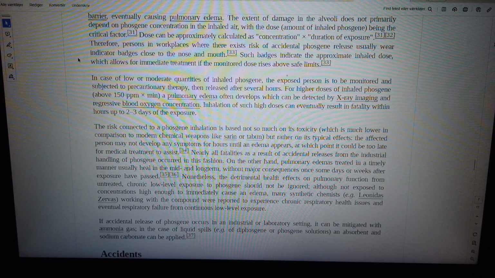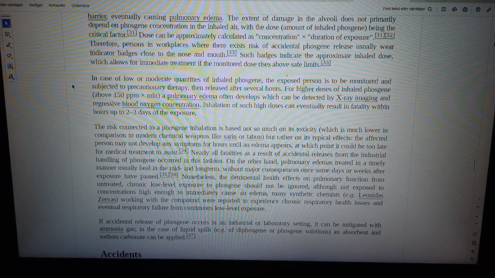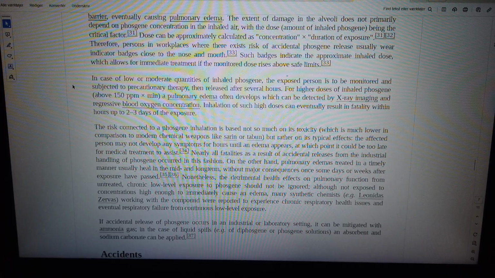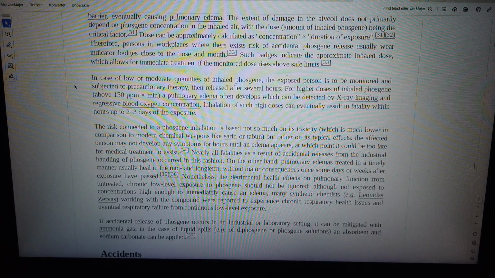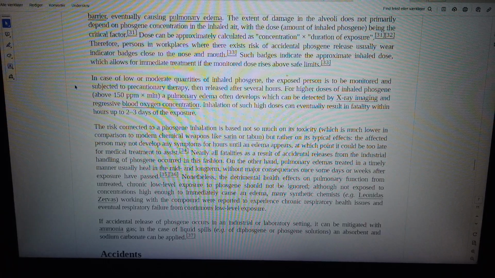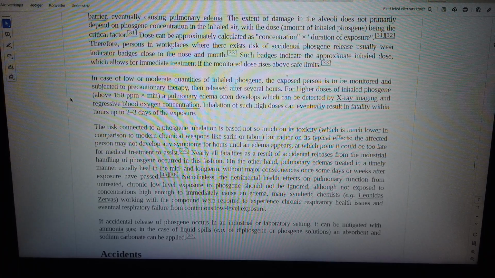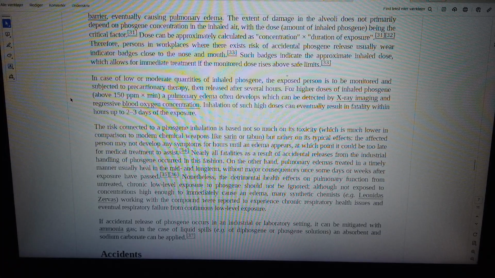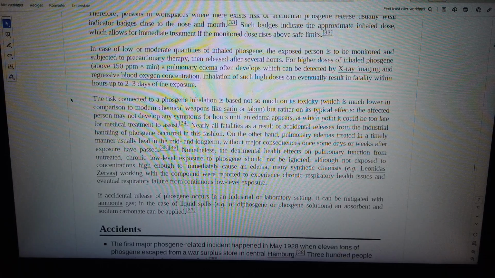33. In case of low or moderate quantities of inhaled phosgene, the exposed person is to be monitored and subjected to precautionary therapy, then released after several hours. For higher doses of inhaled phosgene, above 150 ppm min, a pulmonary edema often develops which can be detected by X-ray imaging or regressive blood oxygen concentration. Inhalation of such high doses can eventually result in fatality within hours up to 2-3 days of the exposure.